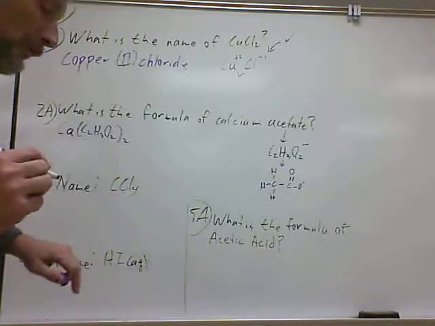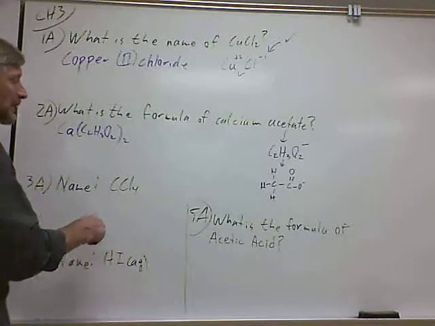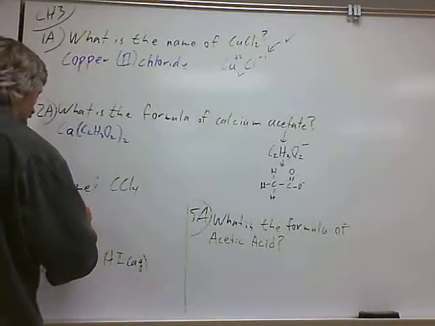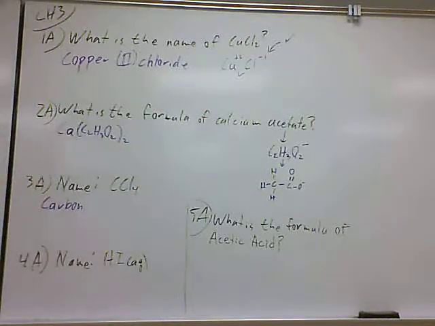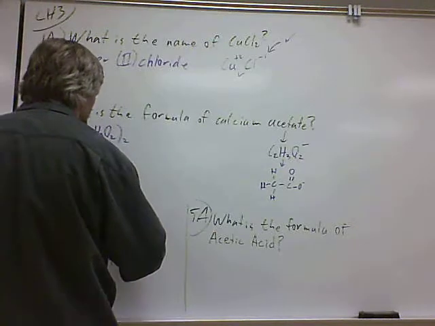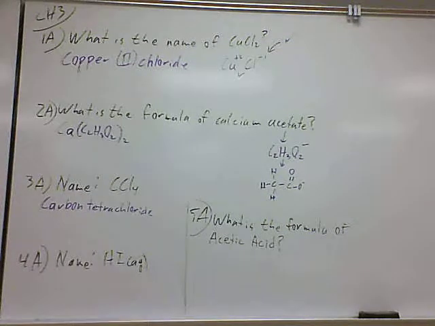To name CCl4, this is a covalent compound. So we're going to use prefixes to identify the number of each element present. Carbon has an implied 1, so we're just going to write carbon. Then Cl has a subscript of 4. The prefix for 4 is tetra. Chlorine we're going to change into an IDE suffix, chloride. So we're going to have tetrachloride. So the name is carbon tetrachloride.